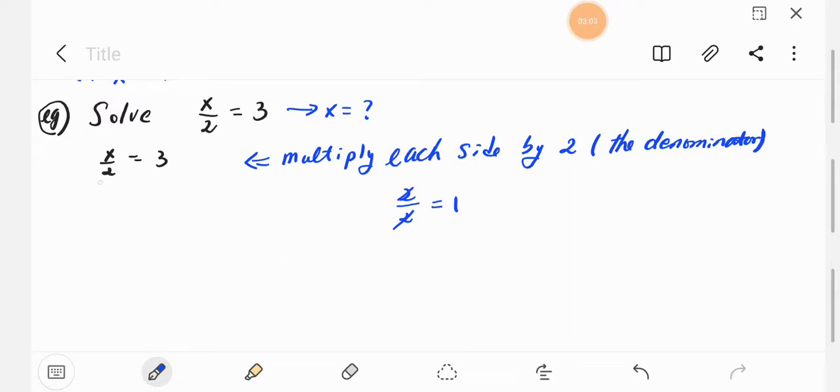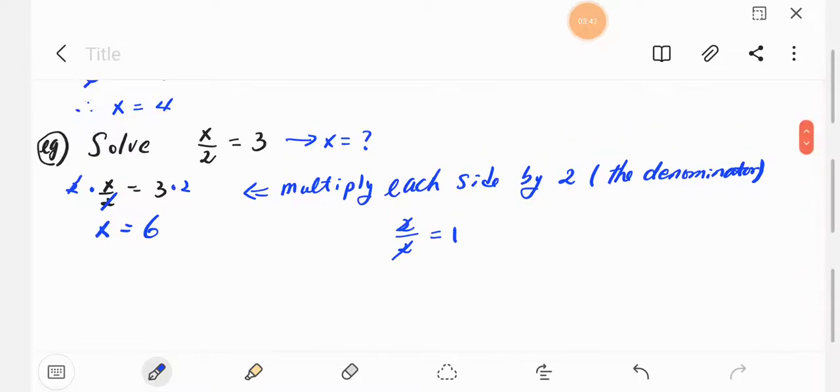Since the 2 is the denominator of x, why don't we multiply each side by 2? Multiply each side by 2. That means we are multiplying the numerator by 2 so that we can reduce this 2. So we have only x on the left hand side and the right side is 6. This is how we solve this type of equation. So if you have a denominator, then multiply each side by the denominator too.